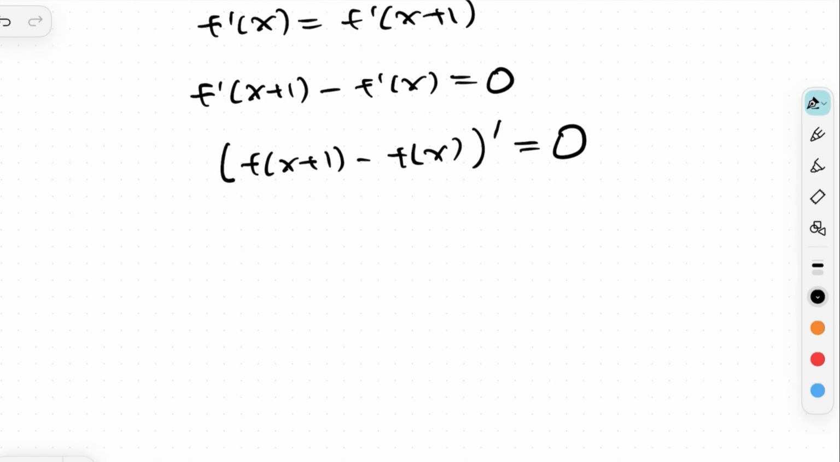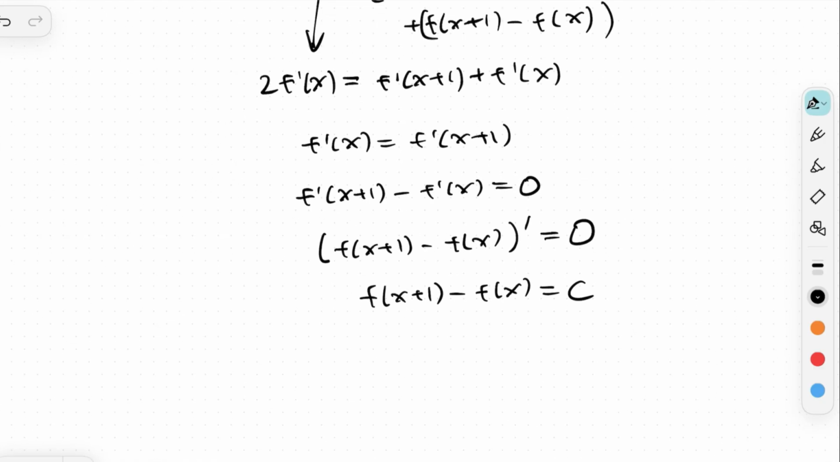And because the derivative is equal to 0, this would mean that f of x plus 1 minus f of x must equal a constant, call it c, because only the derivative of a constant can equal 0. Alright, so this is probably going to be very useful. The difference between f of x plus 1 and f of x must always be a constant value. Might be something to exploit.